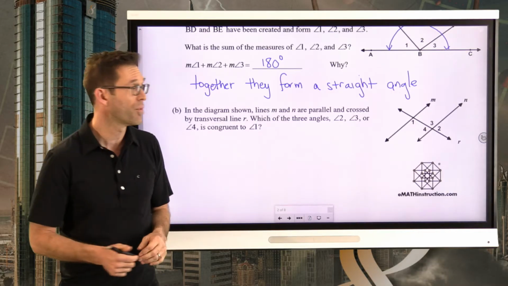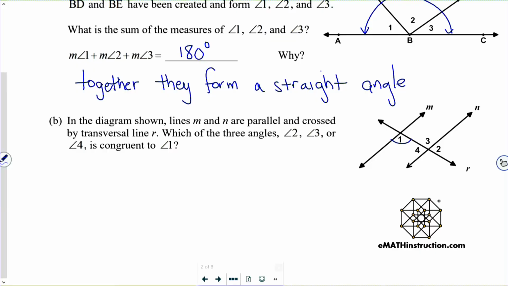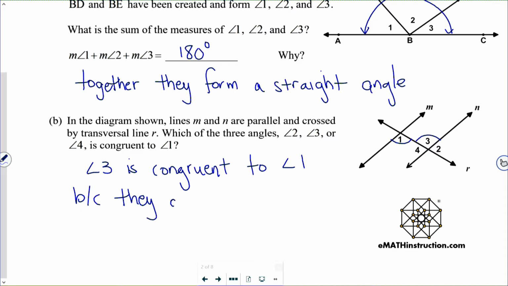All right, well, hopefully you said angle 1 and angle 3. So angle 3 is congruent, which means it has the same measure as angle 1. And this is because they are alternate interior. Alternate interior angles are possibly the most important types of angle pairs created by parallel lines.